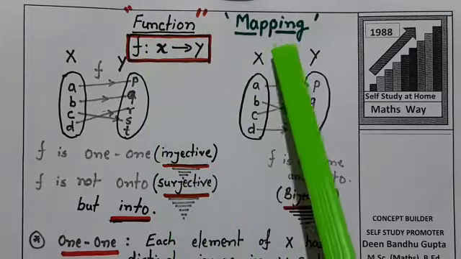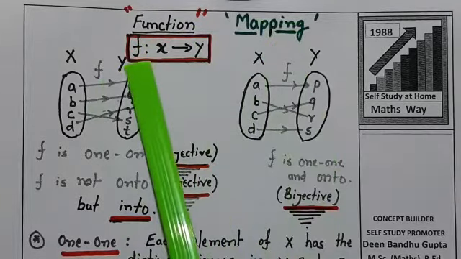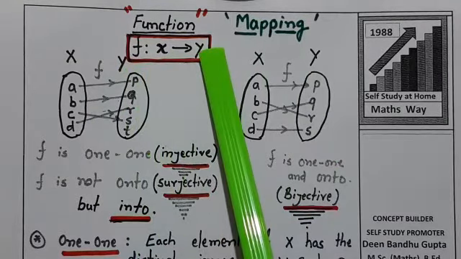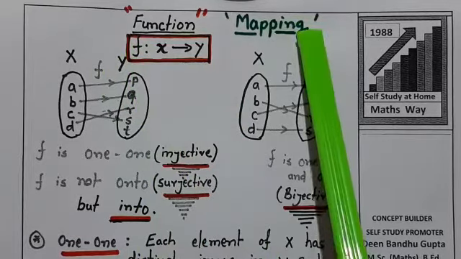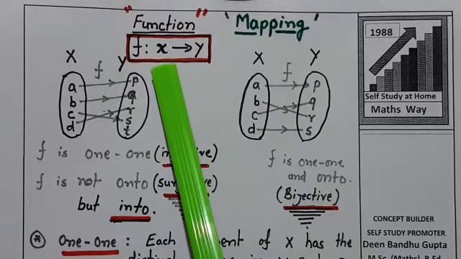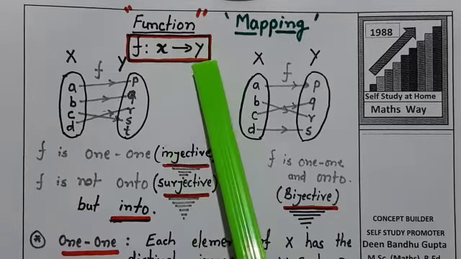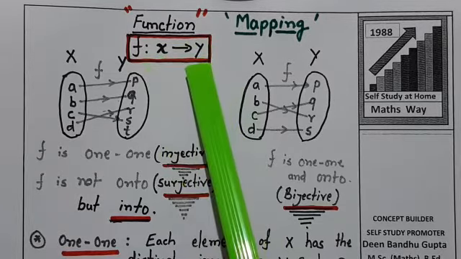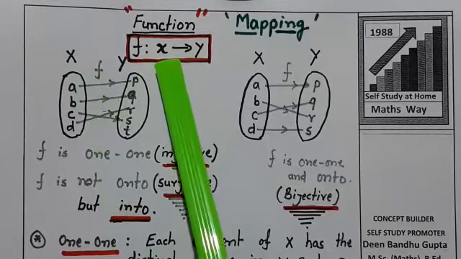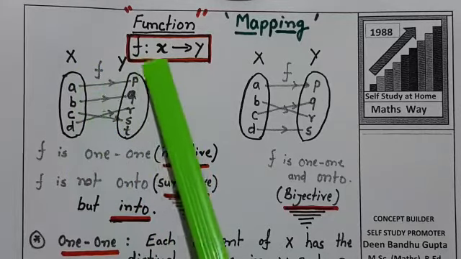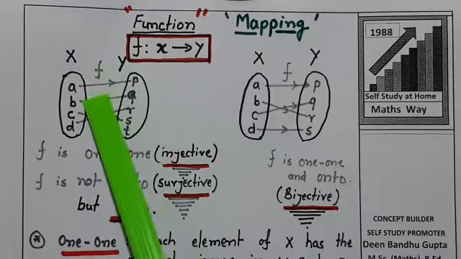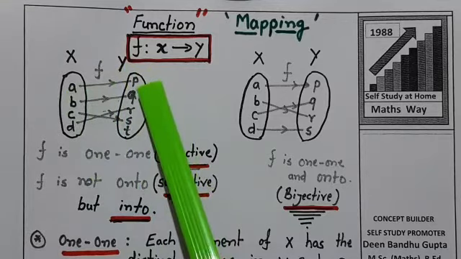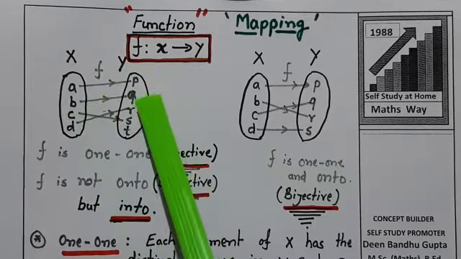Or we can say mapping also. F such that x to y. A function is given which maps elements of x to elements of y. X and y are sets in this manner. These are the elements of x and these are the elements of y. Now f is a function which maps a to b, b to q in this manner.